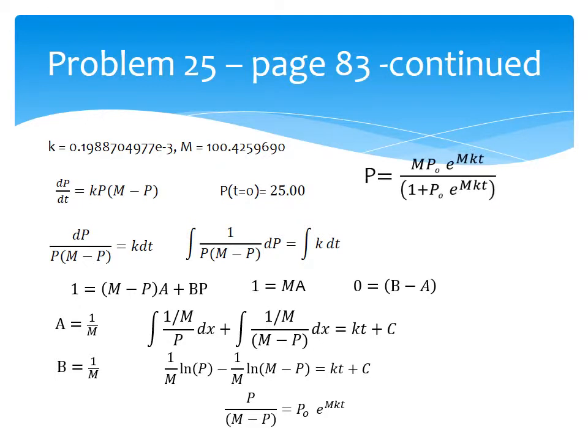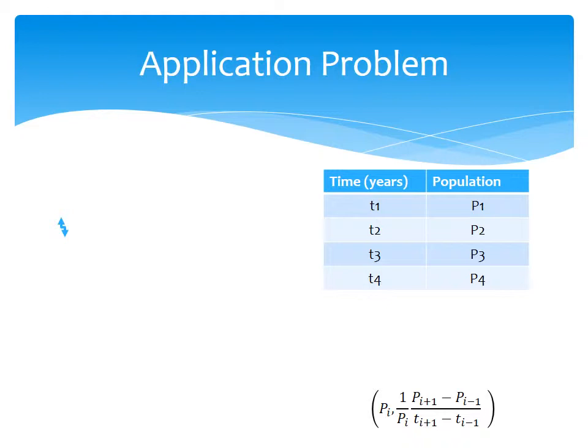Now I need to solve for P. When I solve for P, I need to plug in what M and K are. I should say, you can plug in what M and K are and actually solve for the population at that point. I'm going to leave that up to you guys to do. I'm going to move on to the application problem.